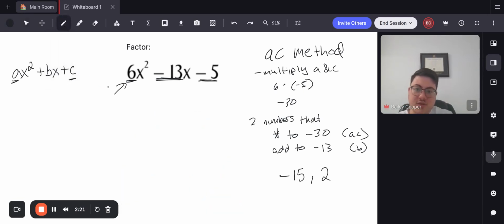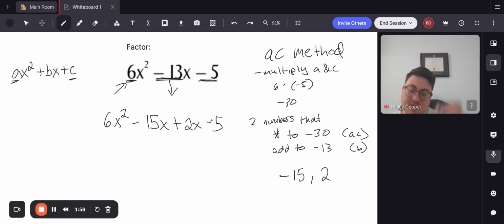What we are going to do is split this negative 13x into negative 15x and 2x. We can do that because that was one of the criteria we used to come up with these numbers in the first place, right? We came up with these numbers because they added to negative 13. So we just keep the first term the same: 6x squared minus 15x plus 2x minus 5. And then from here, we're going to do something called factoring by grouping.